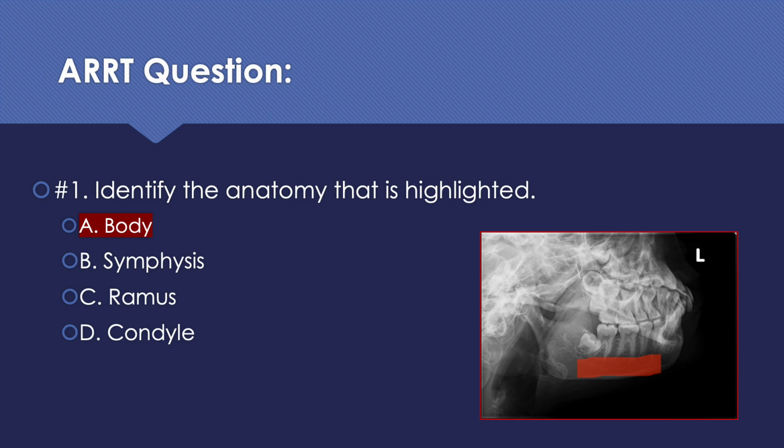Here we have our first question from the presentation. Number 1. Identify the anatomy that is highlighted. Here we have an axiolateral oblique, 30 degree head rotation towards the board, which will show the body of the mandible.